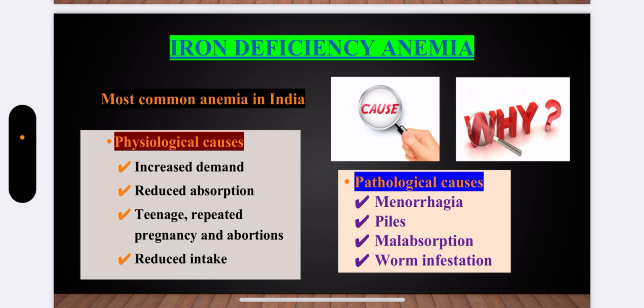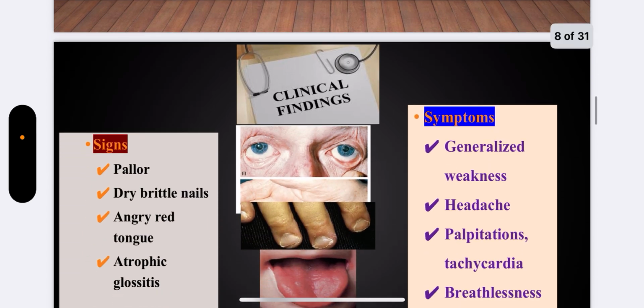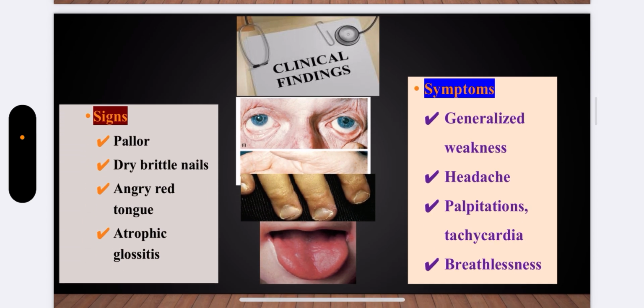If we see the pathological causes, excessive loss of blood during menstruation, piles, hookworm infestation, malabsorption, gastrectomy, hypochlorhydria, achlorhydria, hemoglobinopathies, all these factors can result into iron deficiency anemia. Now about the presentation. There can be occurrence of pallor. This is the sign of iron deficiency anemia. Pallor over the conjunctiva, skin, and the nail bed.